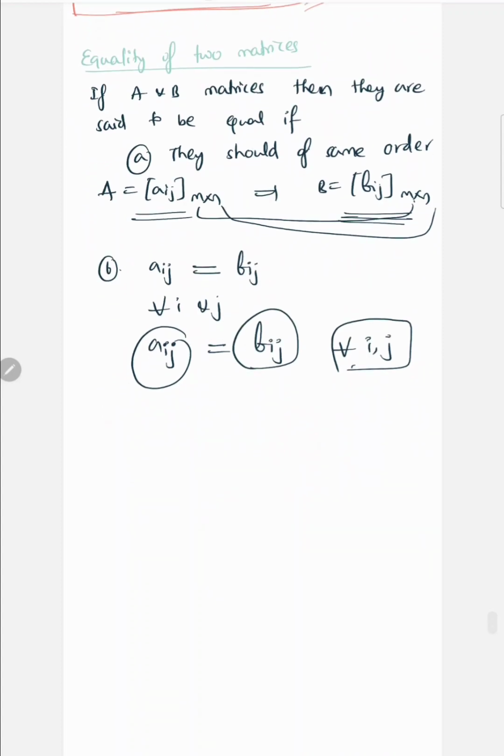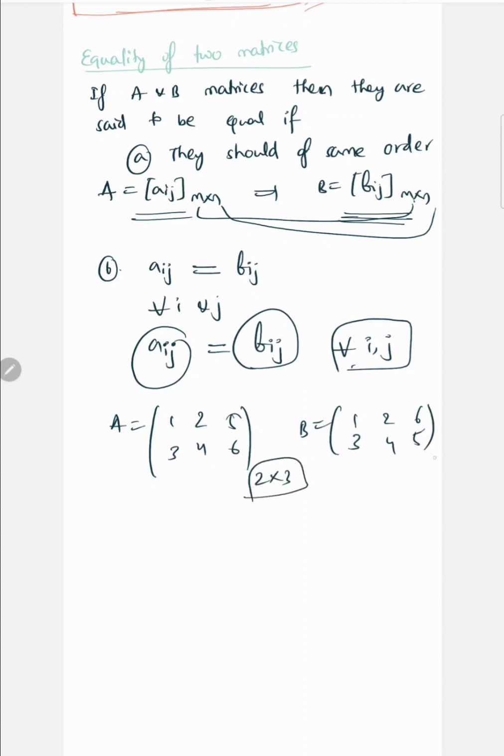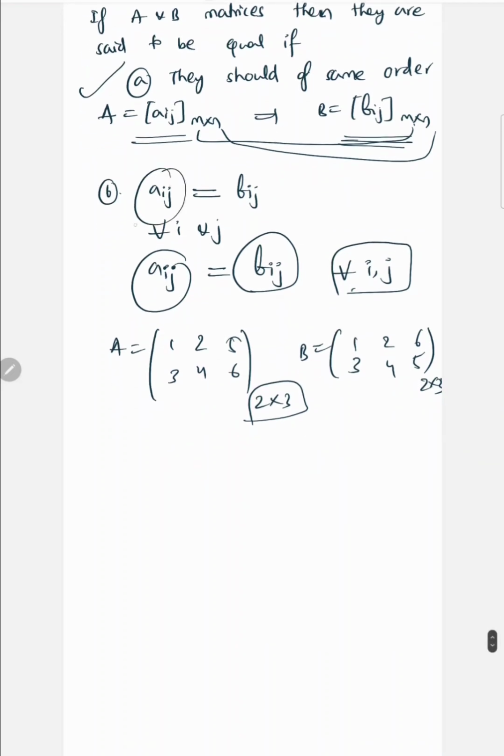So suppose A is equal to 1, 2, 3, 4, 5, 6, and B is equal to 1, 3, 2, 4, 6, 5. We can observe these two matrices have order 2 by 3. The number of rows is 2, the number of columns is 3. So both of them have the same order. So this condition holds. And the second condition should be Aij is equal to Bij for all i and j.